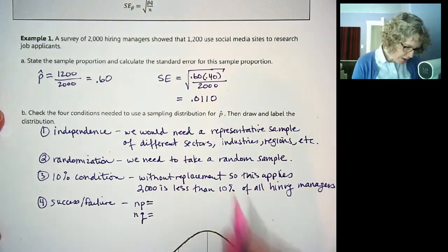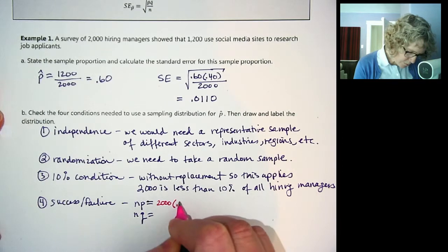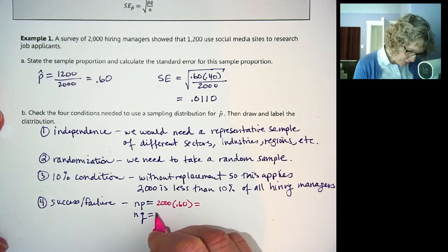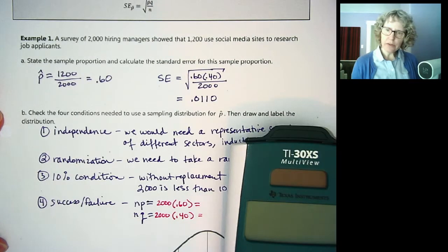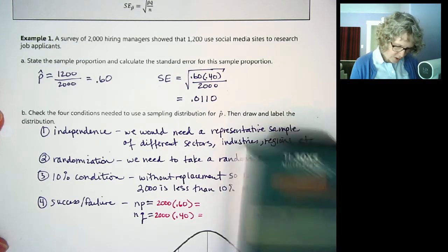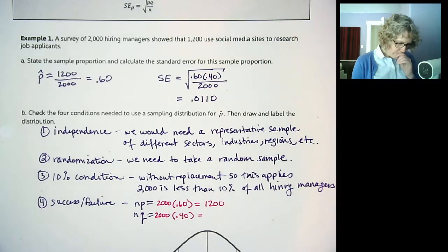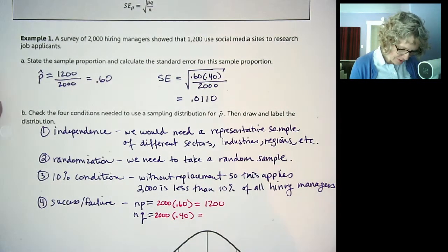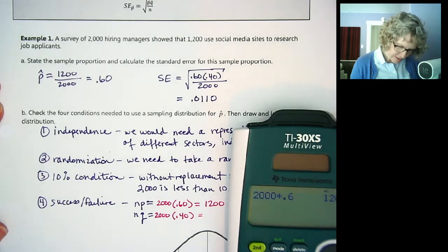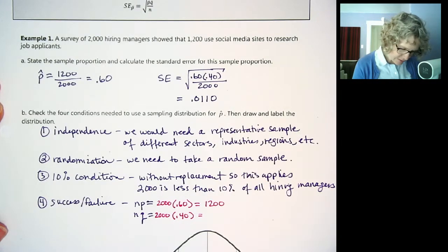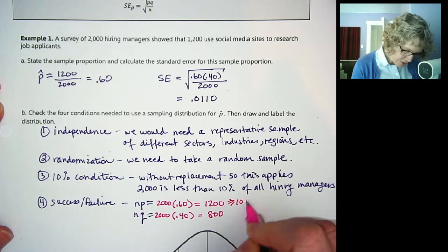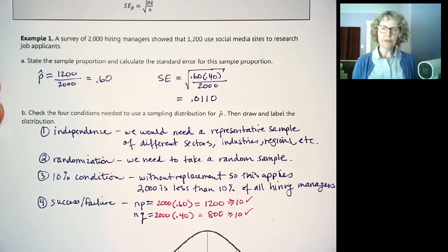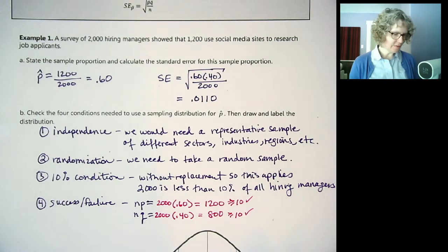Okay, so let's calculate this. Our n is 2,000 and our p is 0.60. And I'll do nq at the same time. Our n is 2,000 and our q is 0.40. So let's multiply those together. 2,000 times 0.6 is 1,200. Oh, that makes sense because that's what we got. 60% said yes, which is 1,200. And that means the rest is 800. These always add up to n. Okay, so this is greater than or equal to 10, check. Greater than or equal to 10, check. Okay. So, yay, we can do this.